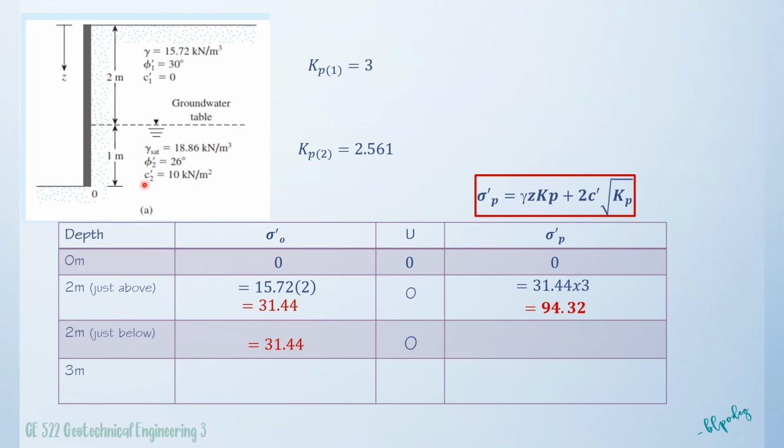So this time, meron ng value yung cohesion natin. This is already a cohesive soil. So we will be considering this term. So substituting, that becomes now 31.44, this value, multiplied by Kp, which is 2.561, plus 2 multiplied by the cohesion, it's given to be 10, multiplied by the square root of Kp, 2.561. So this is 112.524.